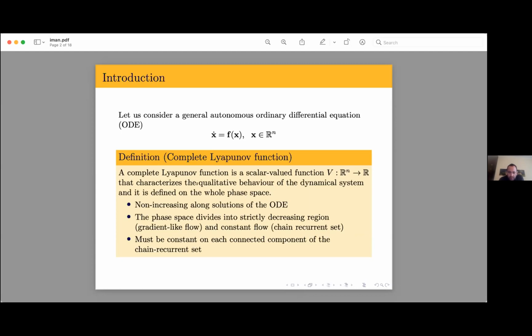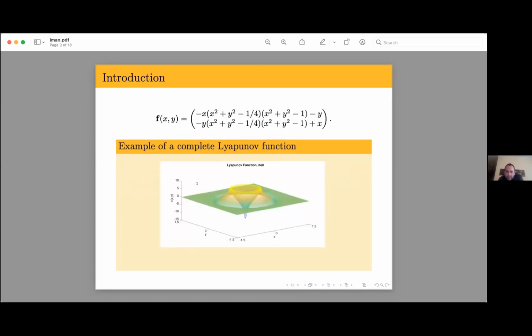So that would include the critical points, the orbits, and all these kinds of things. And it must be constant on each connected component of the chain recurrence set. Now, let us see an example.